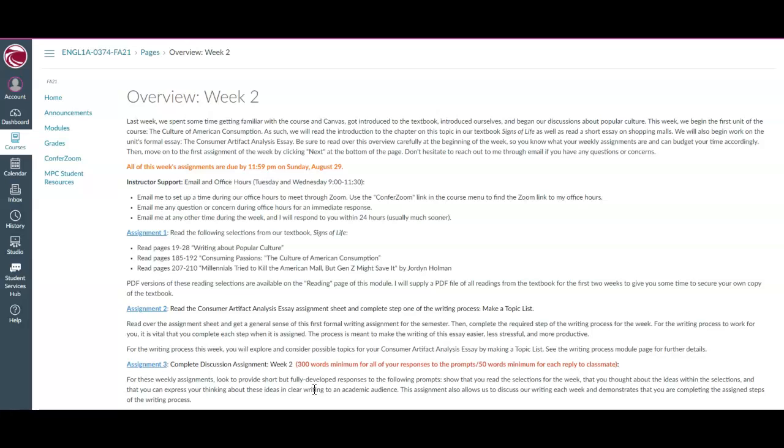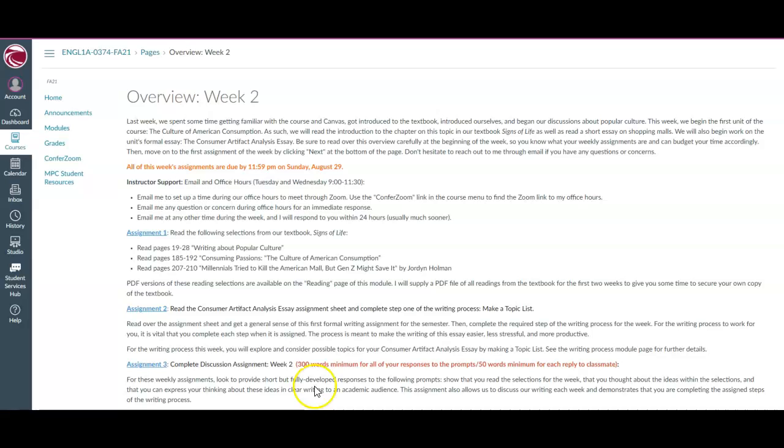So if we take a look at this overview page, it's very similar to our overview page for week 1, and this is very purposeful. All of our overview pages will look very similar to this one. And the idea here is that when you click onto the overview page, as you are getting a sense of the week's assignments, you don't have to battle the structure of the page. Everything is very familiar, and you can focus in on the actual assignments themselves.